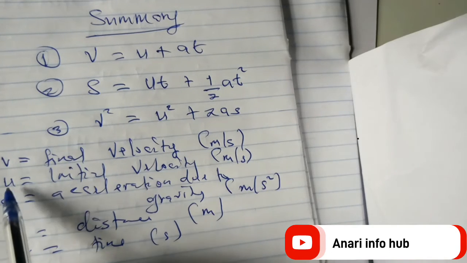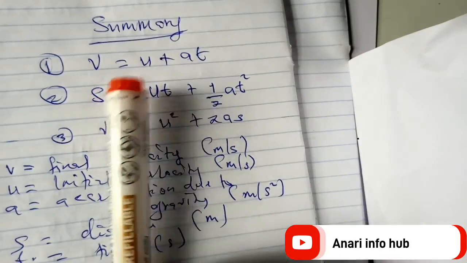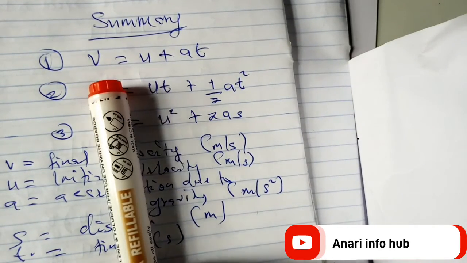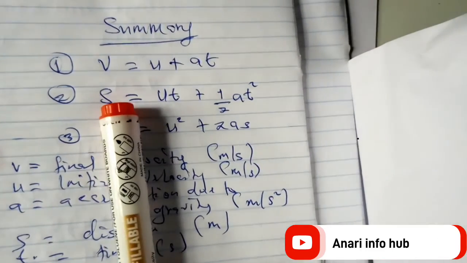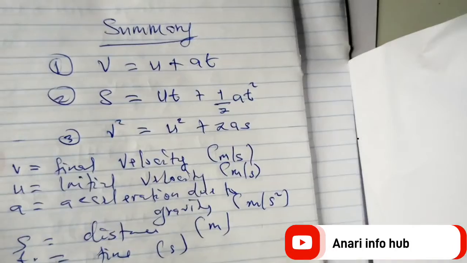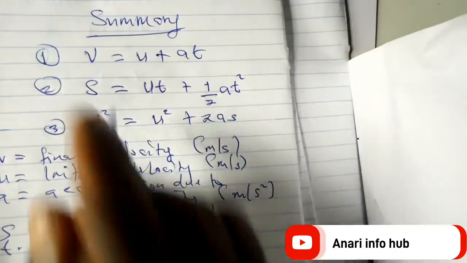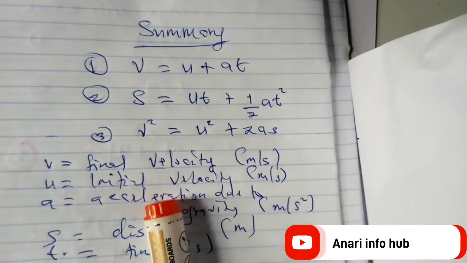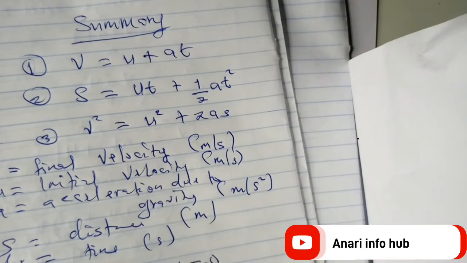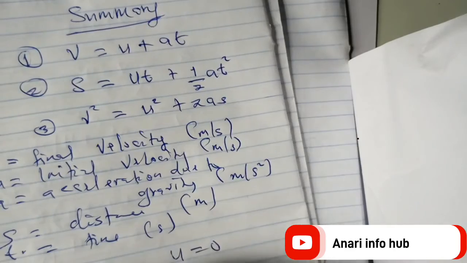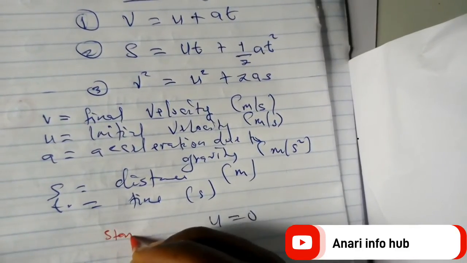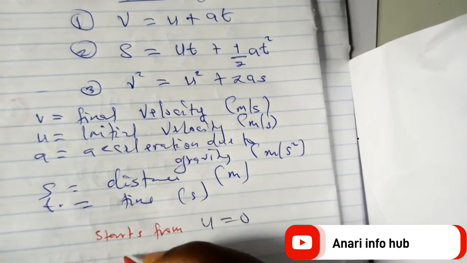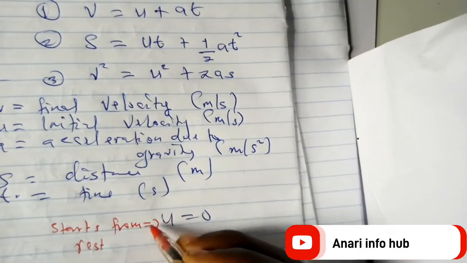Also remember that if a body starts from rest, see this marker here, if this body starts to move, the initial velocity of this body, as it starts from rest, whenever the equation says a body starts from rest, remember that this u here is always 0. So, starts from rest implies that u is equal to 0.